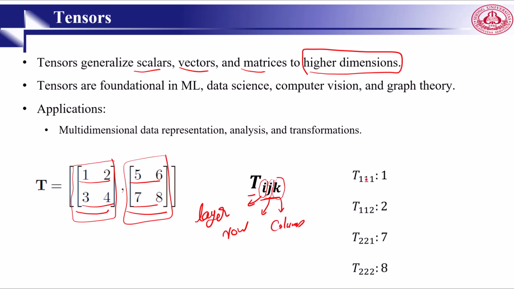When we say T111, it means this one, right? Layer 1, row 1, column 1. When we say T112, T112 is this one, so layer number 1, row number 1, column number 2. T221, right? So this one, layer number 2, row number 2, column number 1. And finally, we have this one as layer number 2, row number 2, and column number 2.